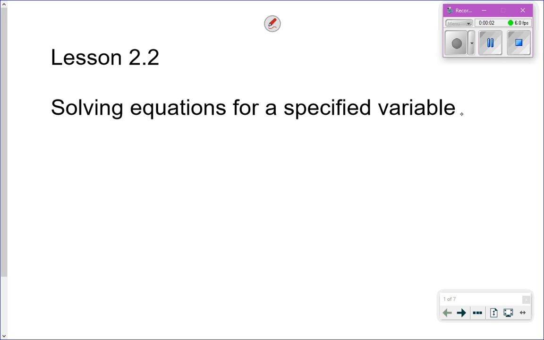Today we're moving on to section 2 where we're going to solve equations for specified variables. So these equations aren't really going to necessarily have numbers in them. We're just going to be rearranging and solving for the letter that they're asking for.